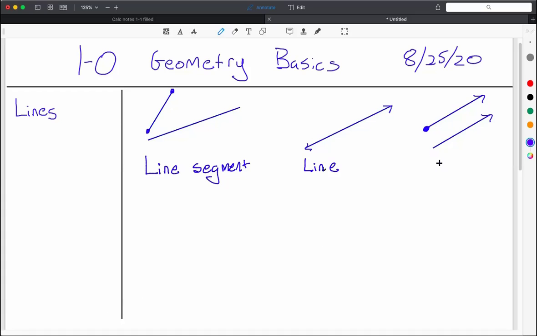Is it called a ray? It is indeed called a ray of sunshine. It comes from the sun, which is a point to somewhere else. I don't know, however you want to remember it. So like some basic ideas. Yeah, rays go on and on forever in one direction and stop in the other direction, et cetera, et cetera. All right.